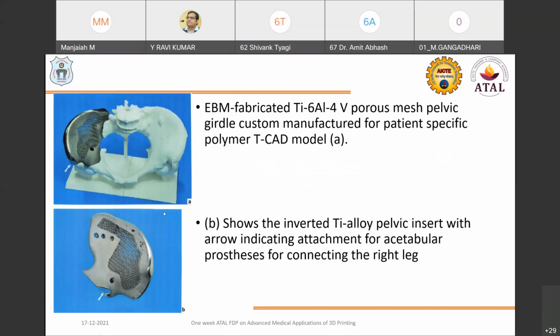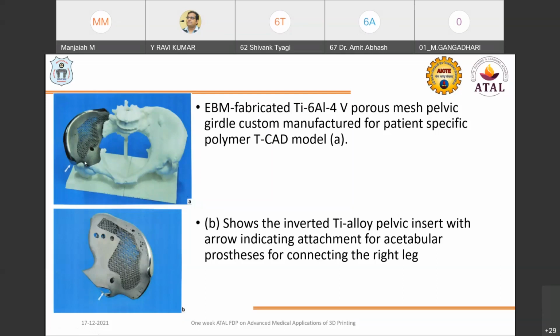And very recently some other researchers have studied this kind of porous pelvic girdle. This is the customized manufacturing, a patient specific polymer CAD model made with this EBM process, and this is the porous titanium pelvic insert, where the arrow indicates the attachment of the articular cup, meaning that kind of articular cup is attached to this pelvis, connecting to the right or left leg of the patient. If it is for the left side, this kind of model is fabricated, and the porous pelvic girdle is made with this EBM process.